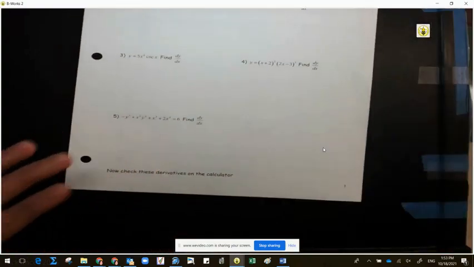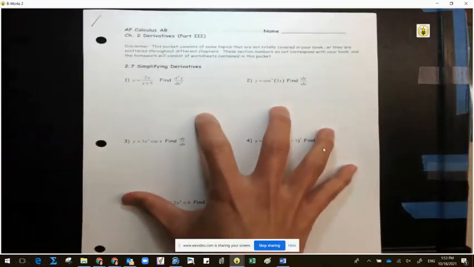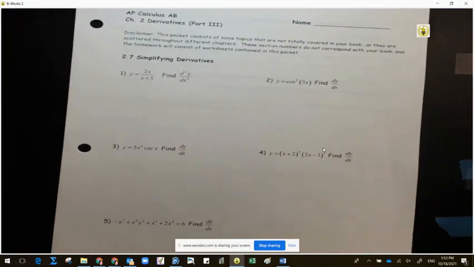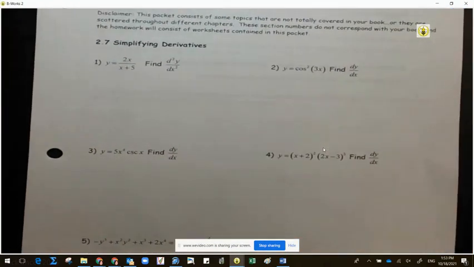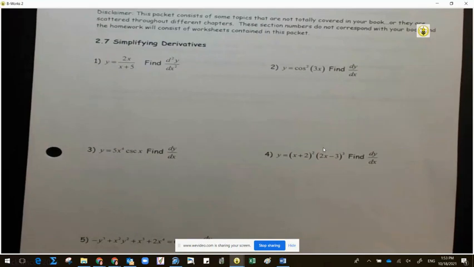Looking at our first page, at the end it says to check with the calculator. We don't have time for that. So let's go on and do the problems and be done with. So on number 1, 2.7 is basically simplifying derivatives.